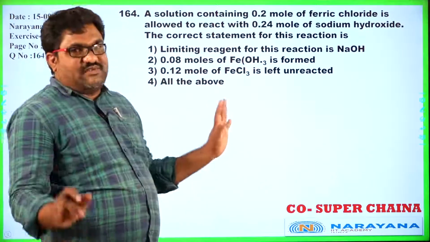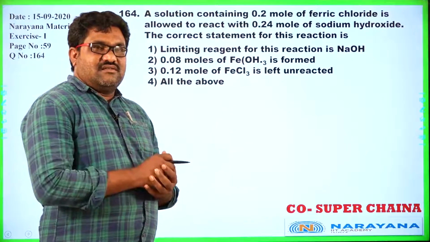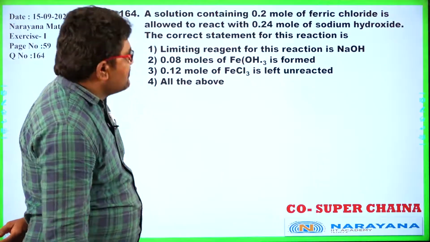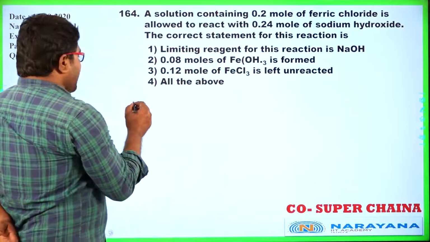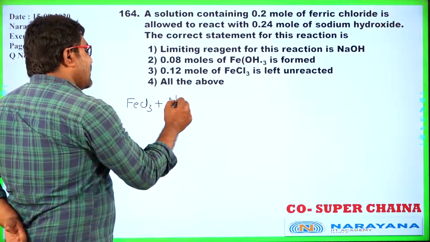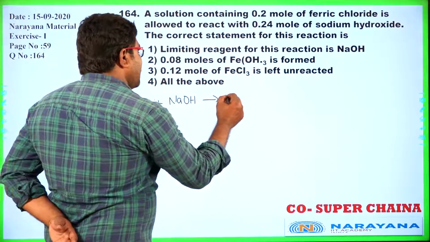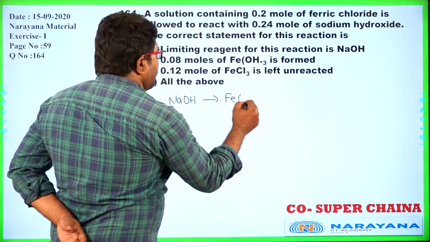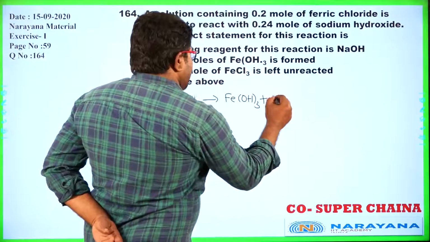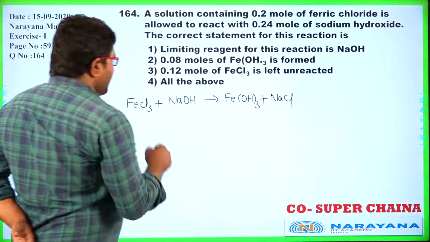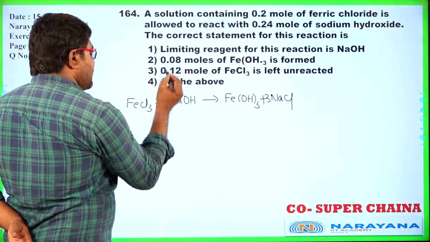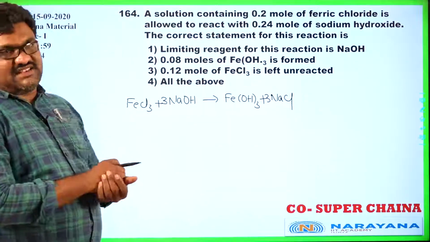For any problem we need to write a balanced chemical equation. Ferric chloride reacting with sodium hydroxide. So I am writing the equation here. FeCl3, if it reacts with NaOH, what is the formed product? Fe(OH)3 plus NaCl formed. Here 3 Cl's are there, so you need to place 3 moles of NaCl, and for 3 sodiums here we have to place 3 NaOH. This is the balanced reaction.